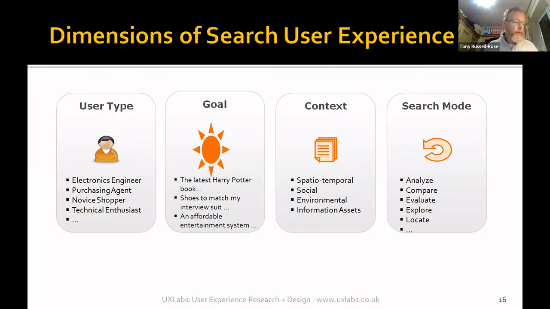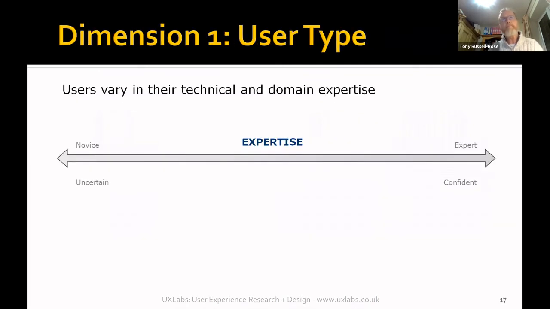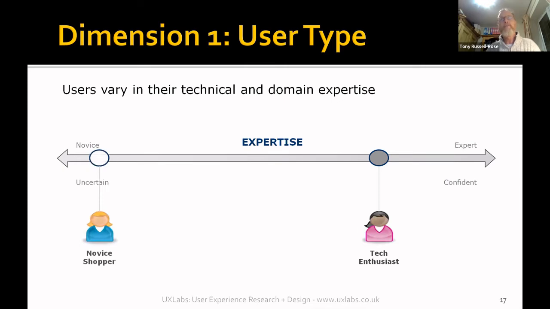So let me just briefly talk you through those, and then I'll segue a little bit in what time we have into design models and design processes. So the first of those was our user type, and there's lots of different ways of categorizing different users, and this slide only captures a very superficial understanding of that. But one dimension is their expertise. You might have a tech enthusiast at one end who's expert and confident, and a novice shopper at the other who's uncertain. And each of them will have different needs.